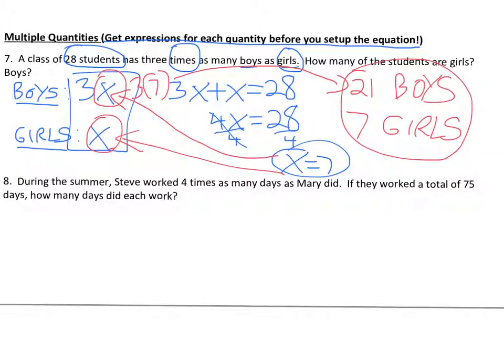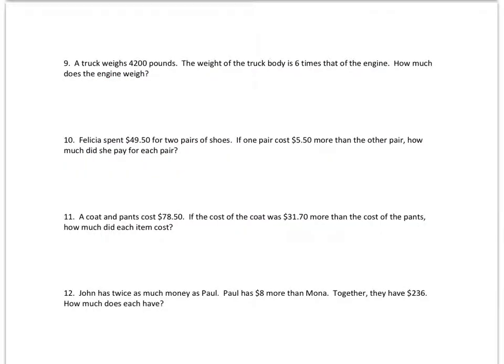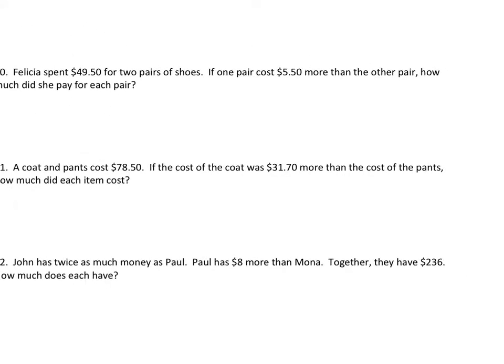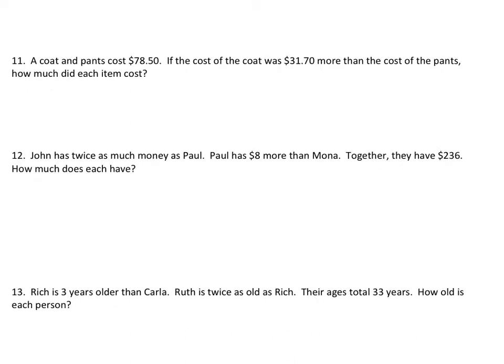All right. I'm going to skip to number 11, which is on the back. Okay, I'm going to make this a little bit bigger here. All right. Okay, number 11. Say we have a coat and pants cost $78.50. If the cost of the coat was $31.70 more than the cost of the pants, how much did each one cost? Well, the two things I'm dealing with are coat and pants. So I'm going to get the setup. Most important thing. Now, after I write this down, coat and pants, I have to figure out which one's x.